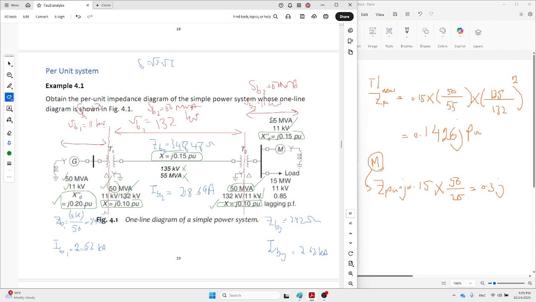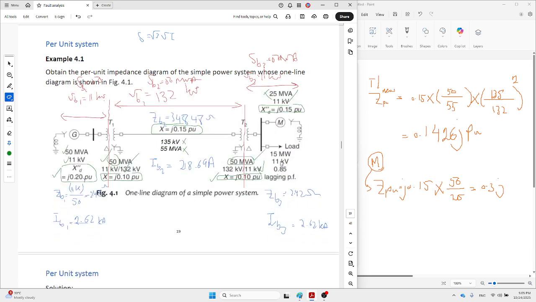This is correct, this is wrong. So if we are going to do any analysis in this system, the x prime d must be mentioned as 0.3 on behalf of 0.15.